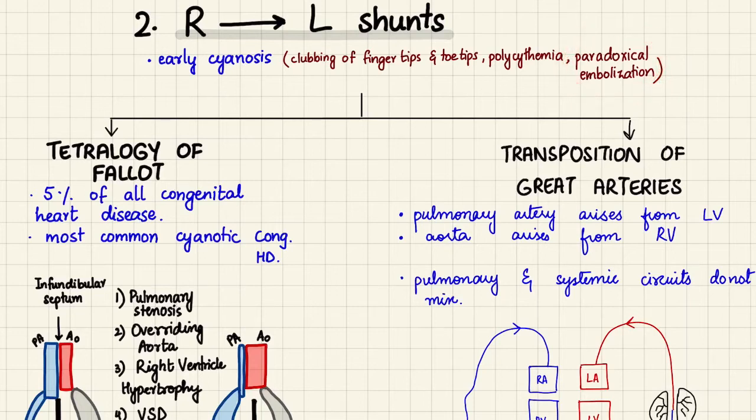So these are the main symptoms of right to left shunts. The first disorder is tetralogy of Fallot.